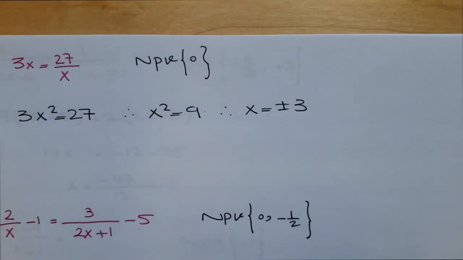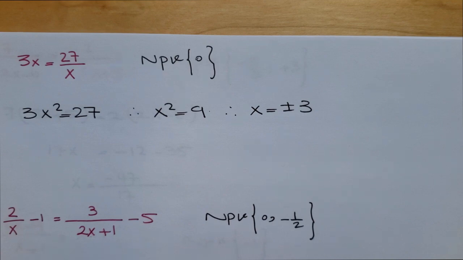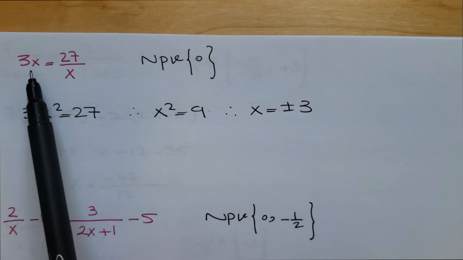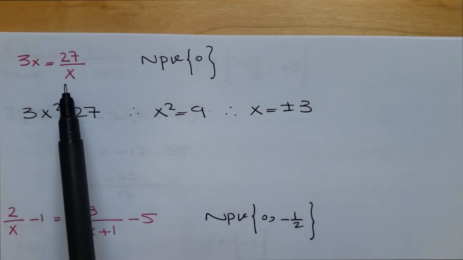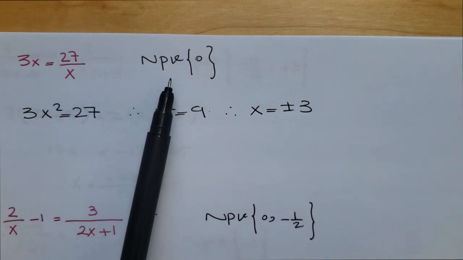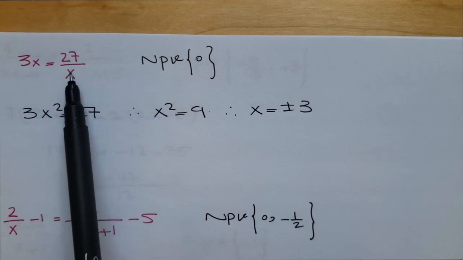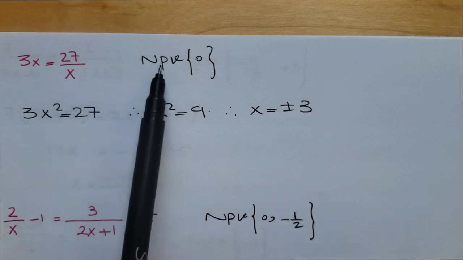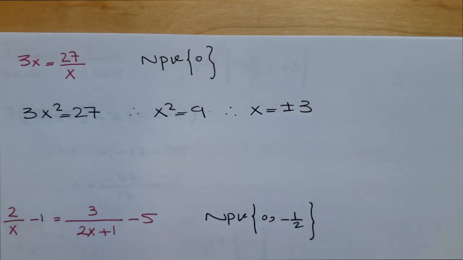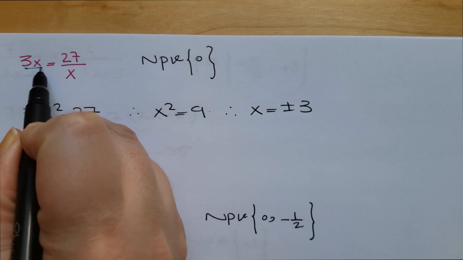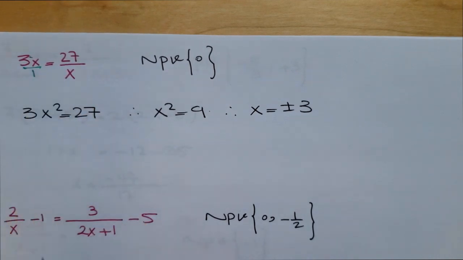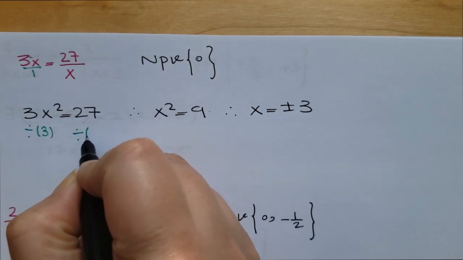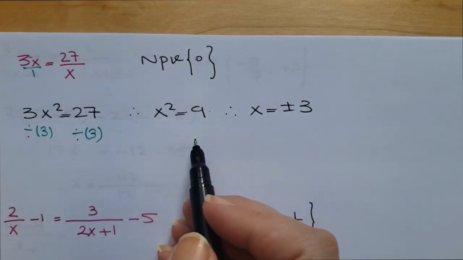Some more examples. This is one of the examples from the handouts I gave you. Here I have 3x equals 27 over x. So I start by defining the NPV. The only denominator available is x, which shouldn't be 0. So the NPV value is 0. I start by doing cross multiplication. 3x squared equals 27. Then in the next step, I divide both sides by 3. So x squared would be 9.